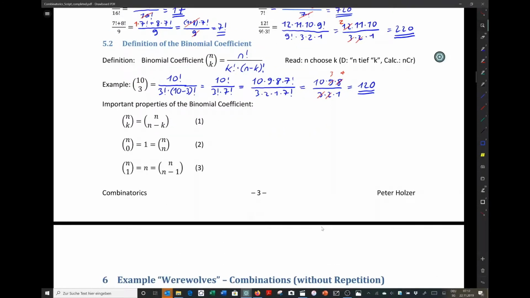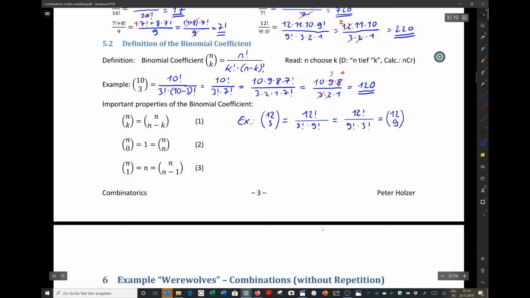Let us now look at the most important properties of the binomial coefficient. Let us start with the first rule: n choose k equals n choose n minus k. This becomes immediately clear when we look at a simple example. 12 choose 3 is by definition 12 factorial divided by 3 factorial times 9 factorial. Now let's rearrange the order of the denominator. We get 12 factorial divided by 9 factorial times 3 factorial, and this is obviously again 12 choose 9. So we've shown 12 choose 3 equals 12 choose 9, and that's exactly what this rule says.